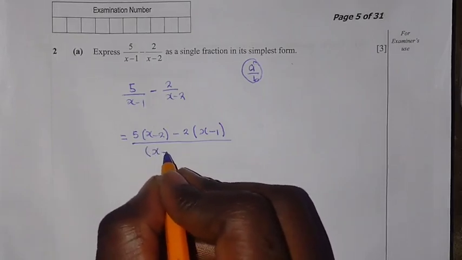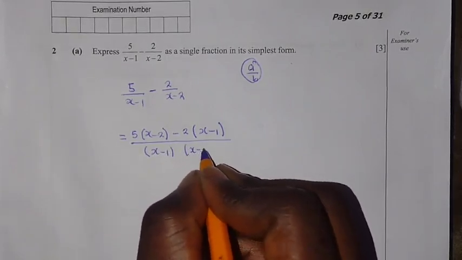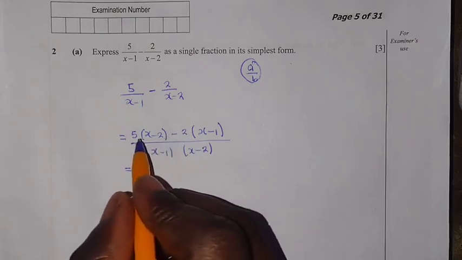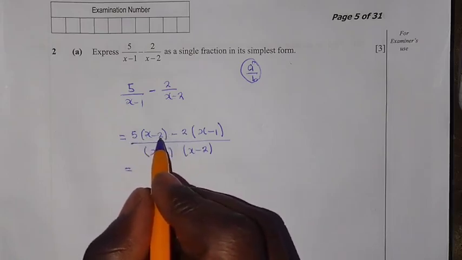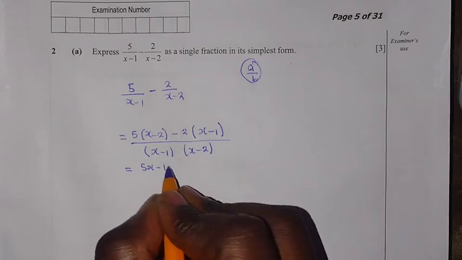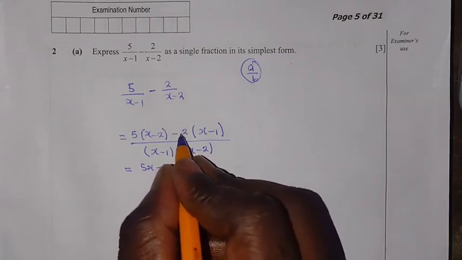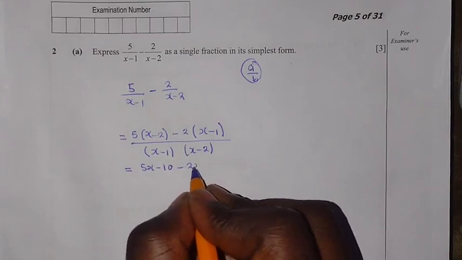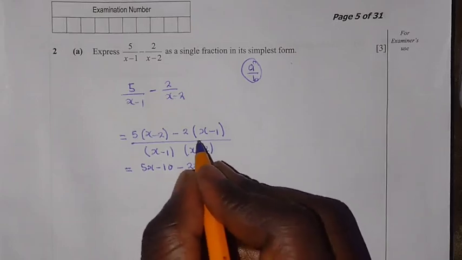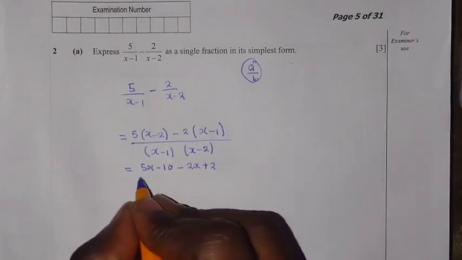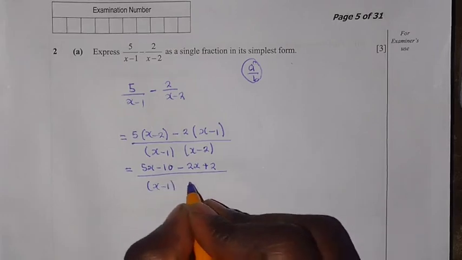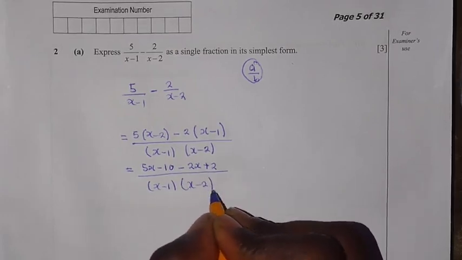So you write x minus 1, again x minus 2. Then from here, expand on the numerator. You say 5 times x, 5 times negative 2. So 5 times x, you get 5x. 5 times negative 2, you get negative 10. Again here, negative 2 times x, you get negative 2x. Negative times negative, you get a positive. Then 2 times 1, you get a 2. Over, you bring down these denominators, x minus 1 in brackets and x minus 2 in brackets.